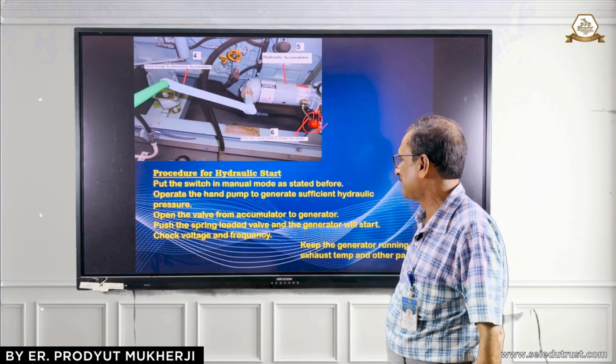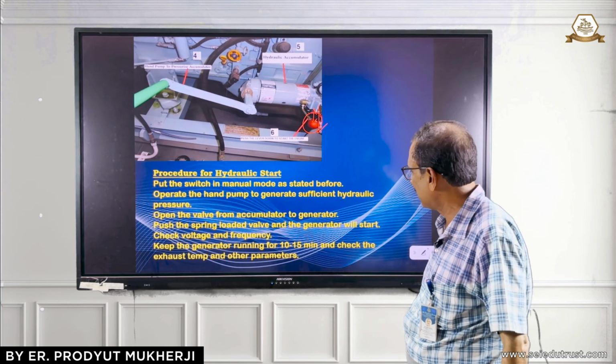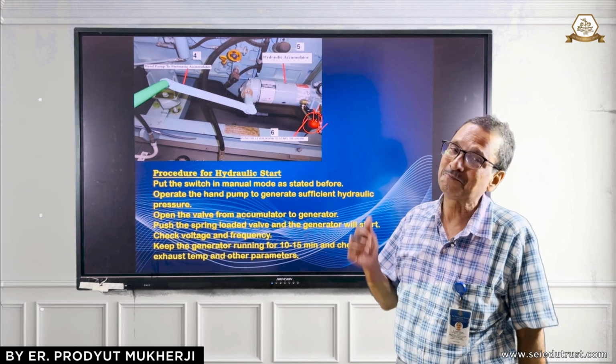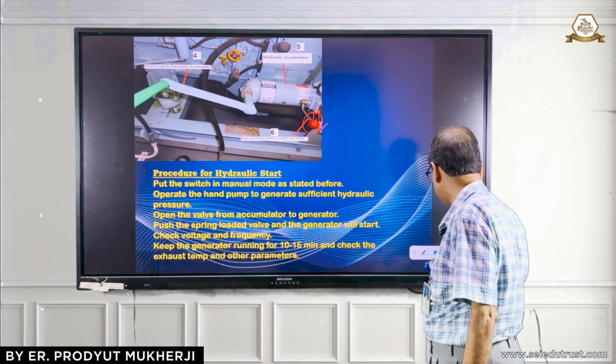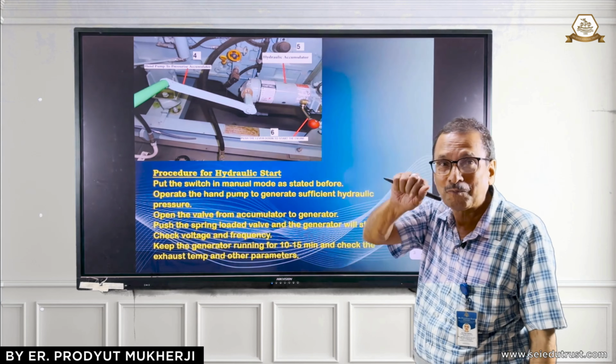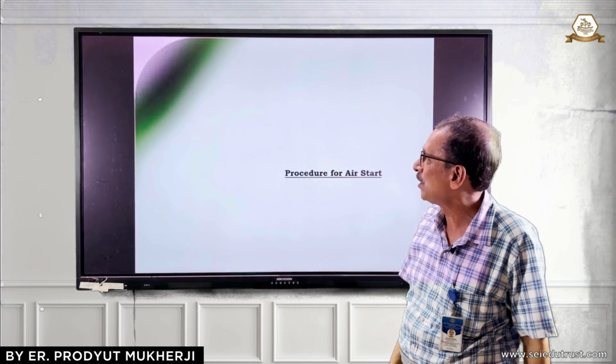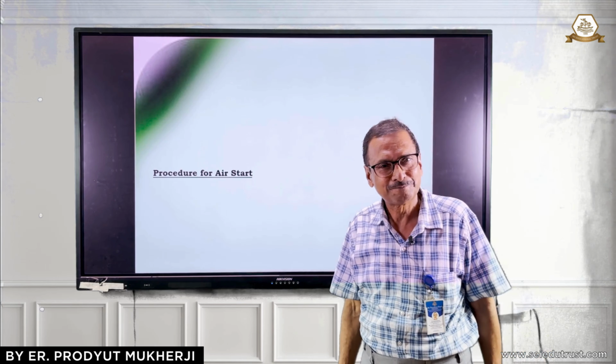Check the voltage and frequency. Keep the generator running for 10 to 15 minutes. Then press the red stop button. Put the selector switch back to auto mode, and your testing is over.